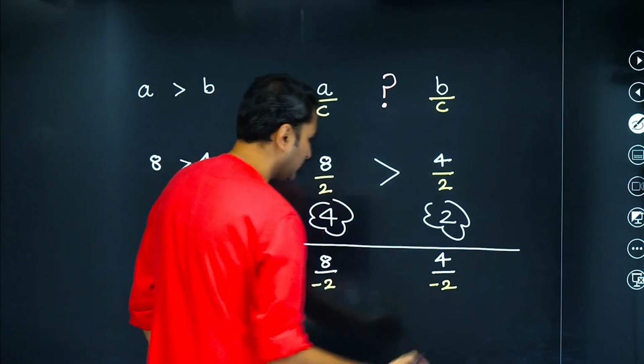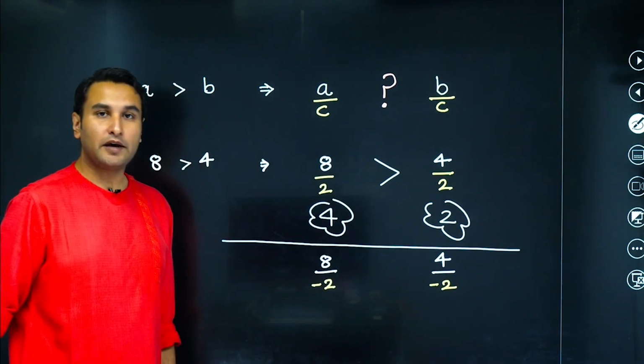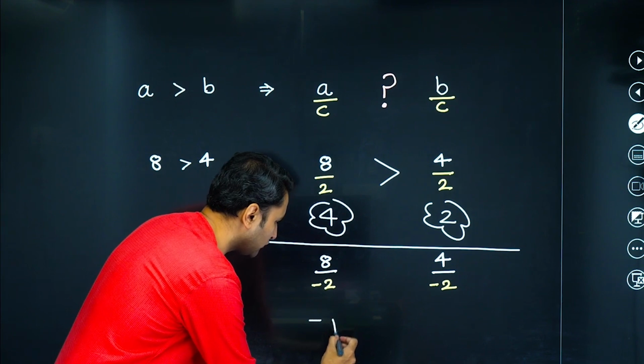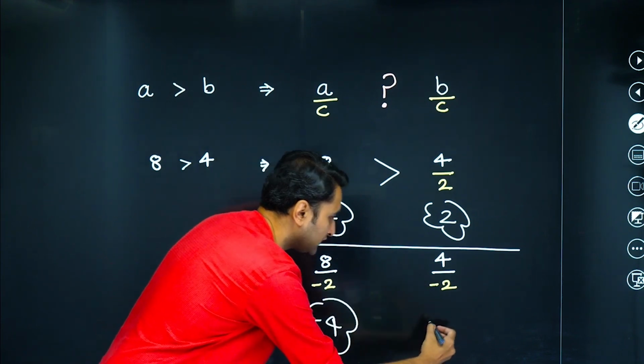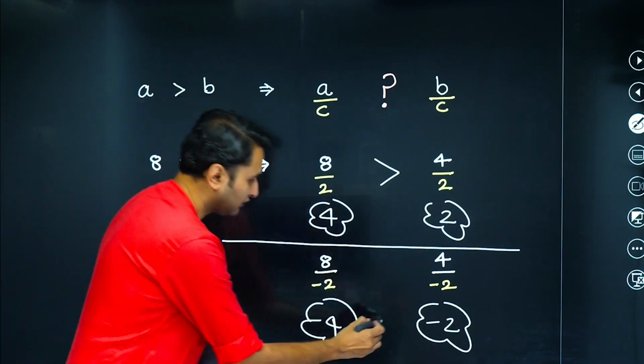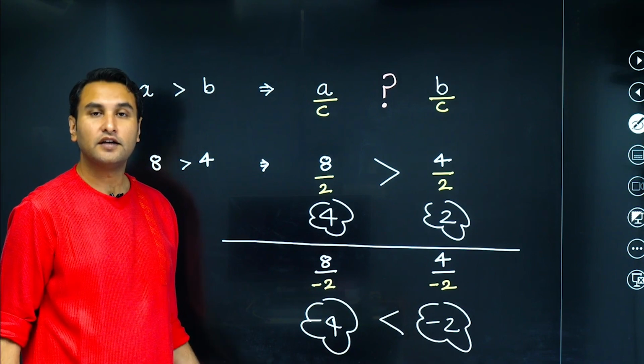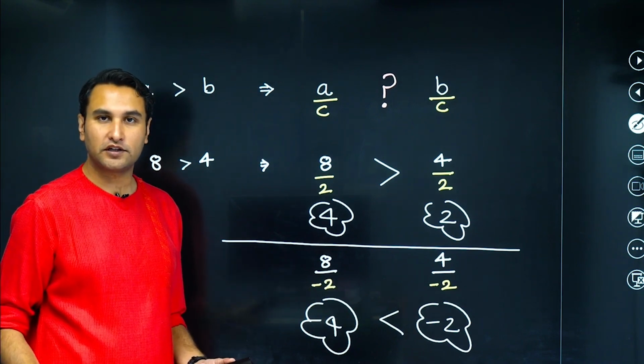But in this particular case, right, 8 divided by -2. Now this is -4 and this is -2. Which is greater? Which is on the right hand side of number line? Minus 2 is on the right hand side of number line, inequality changes, right? Exactly like in the case of multiplication.